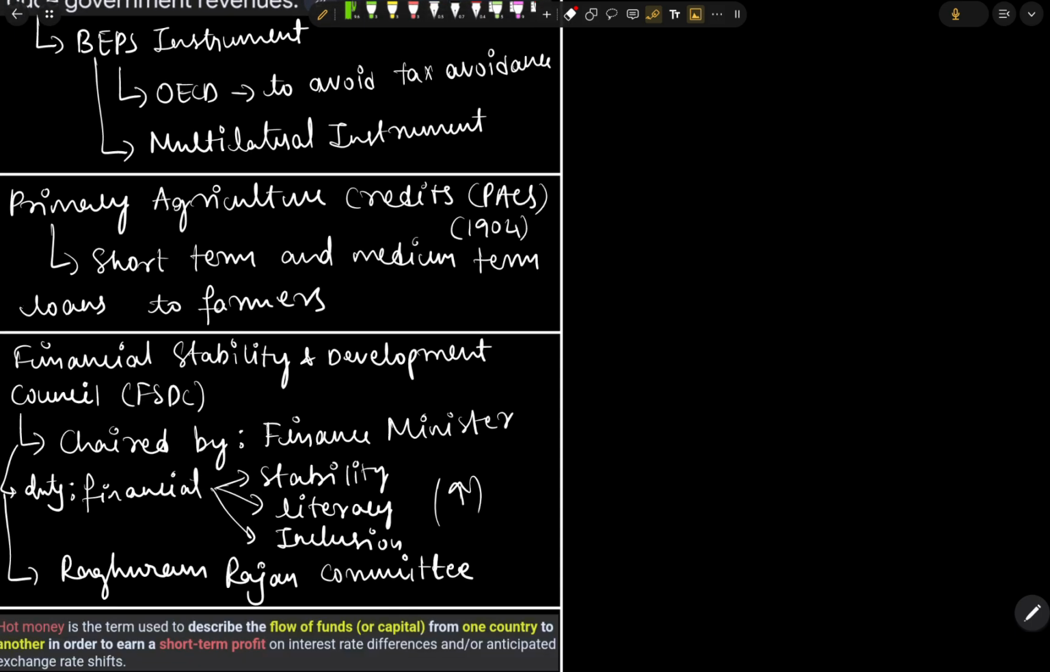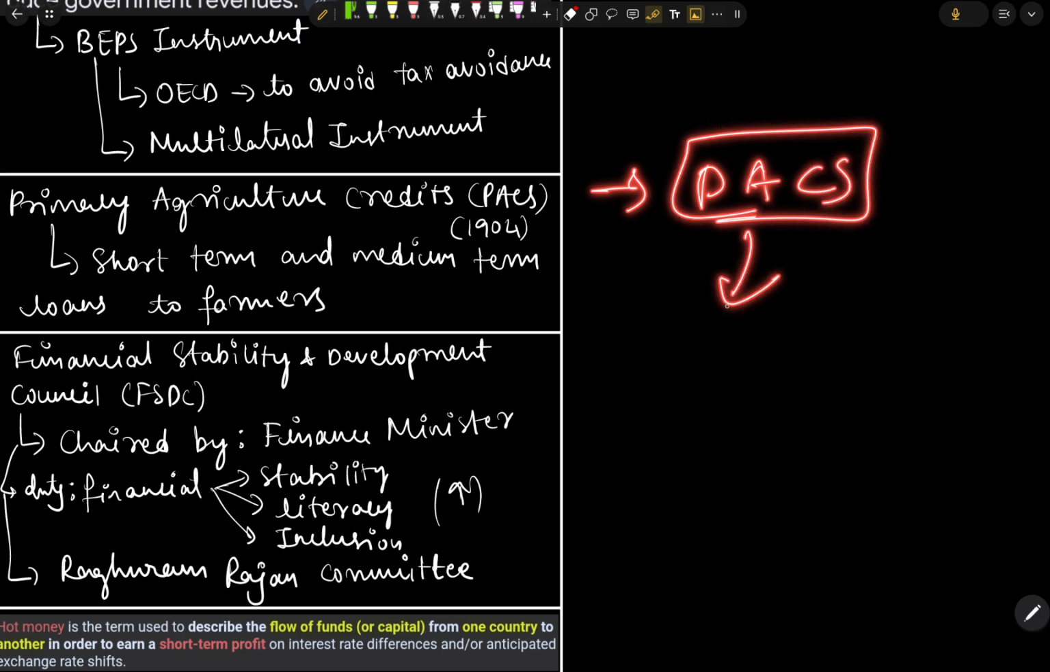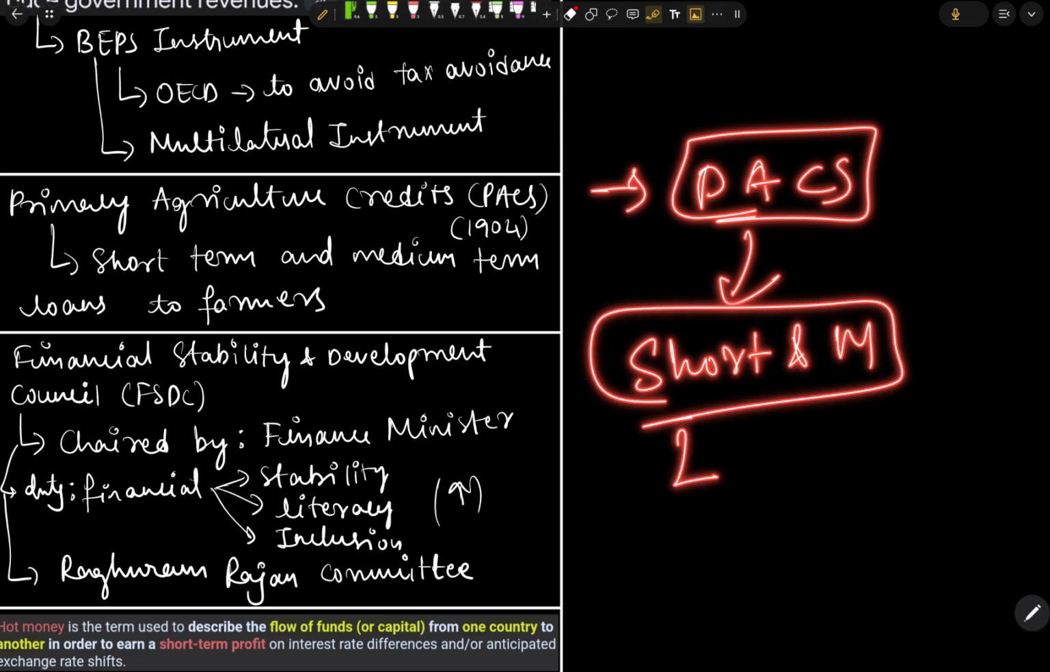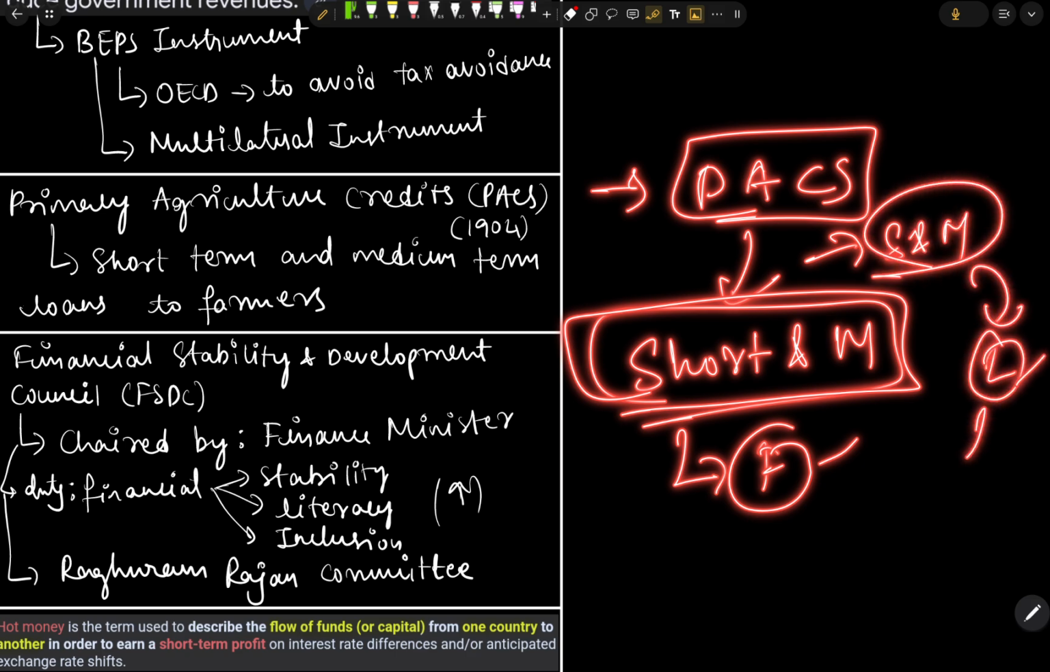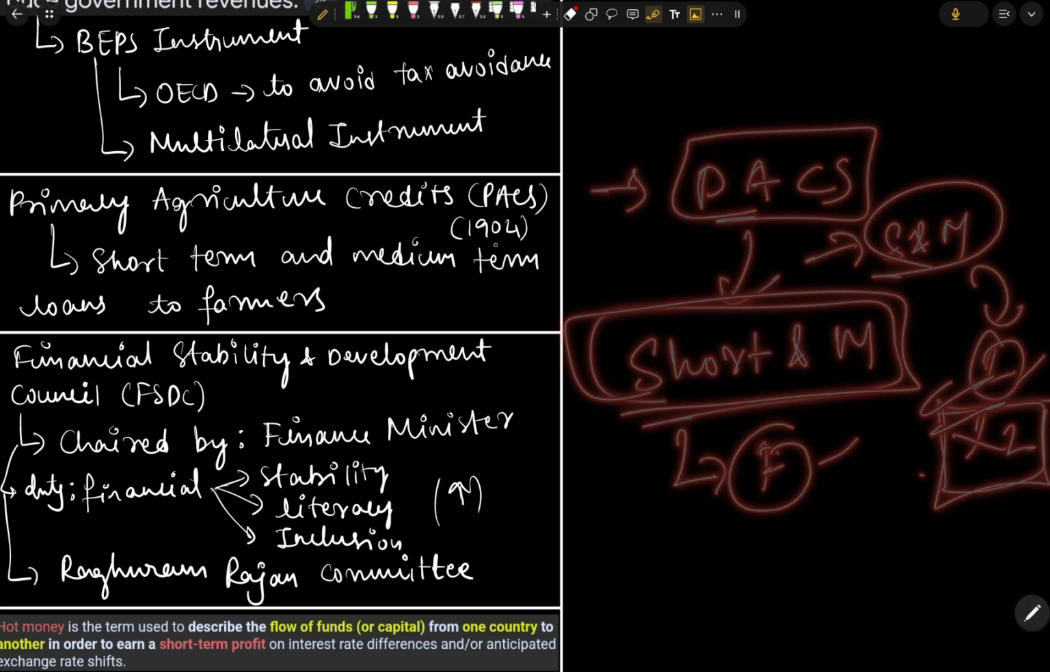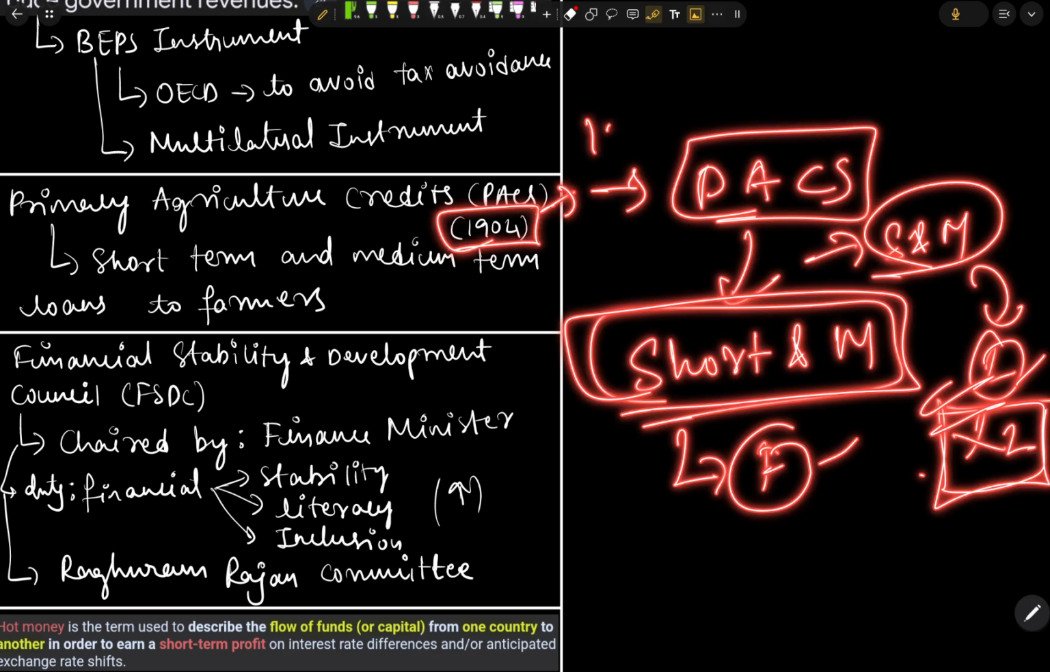Okay, next we have the Primary Agriculture Credit, that is the PACS. PACS is nothing but the Primary Agriculture Credit Society. These societies basically provide short term and medium term loans to the farmer. So this only provides short term and medium term, not long term. This is a thing which we need to remember. It does not provide long term loans. And also it was founded in 1904. So this also we need to remember.